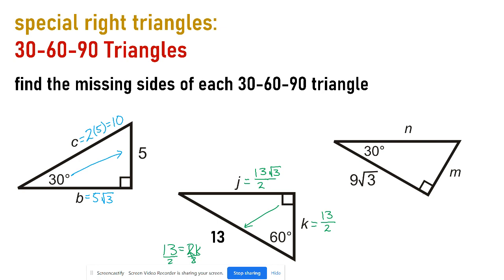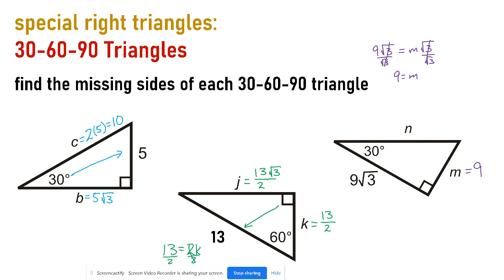So here, again, going back to what we know: 9 square root of 3 is equal to our short side, which in this case is m, times the square root of 3. We always multiply the short side by the square root of 3 to get the other leg. So for this to work, we can just divide the square root of 3 out. Get rid of the square root of 3, and what we're left with is 9 is equal to m. So for this to work, m has to be 9.